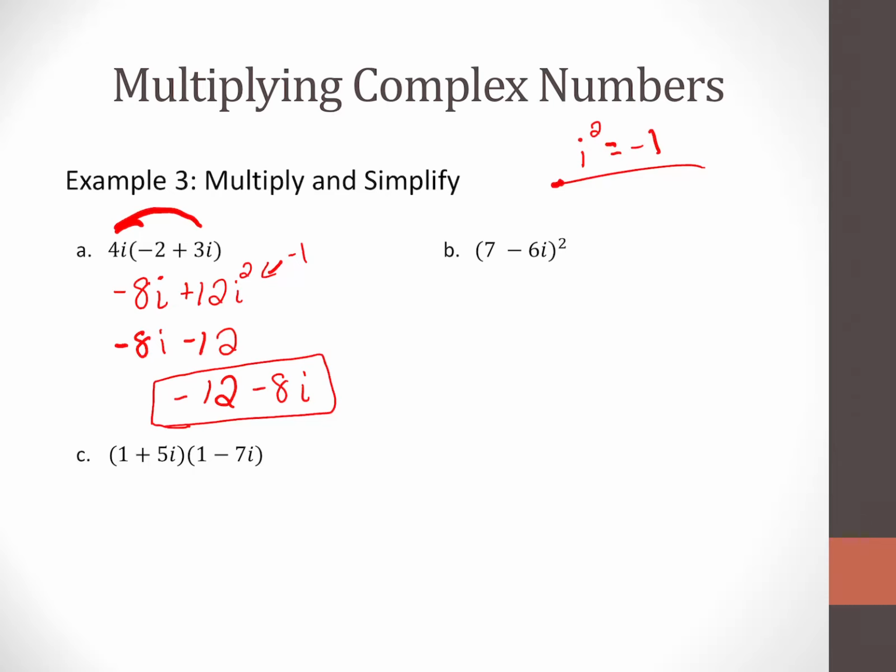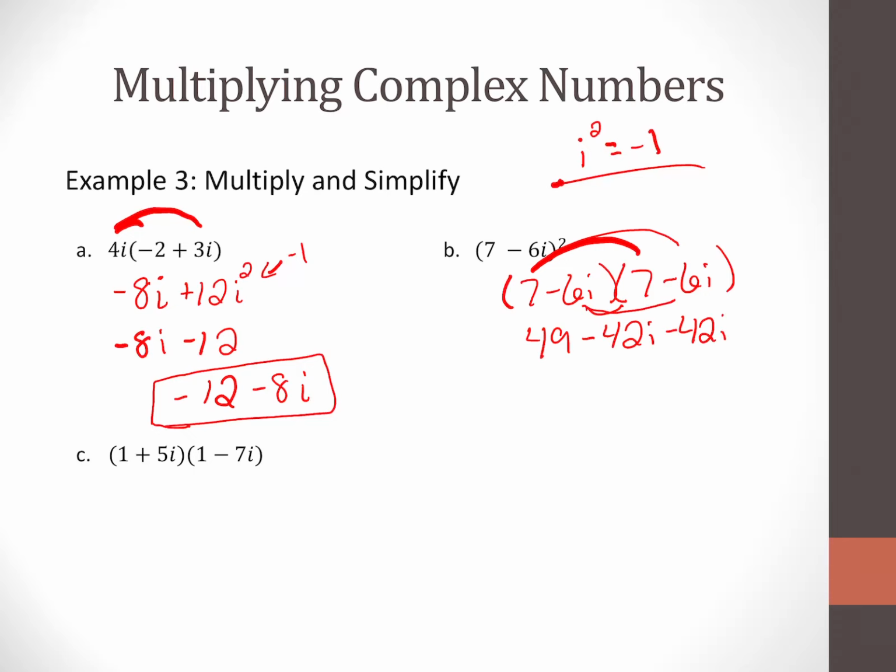Part B, 7 minus 6i squared. Remember this is 7 minus 6i times 7 minus 6i, written out twice. This is going to be foiling, just like when we were multiplying binomials. So 7 times 7 is 49. 7 times negative 6i is negative 42i. Again, negative 42i. And negative 6i times negative 6i is positive 36i squared.